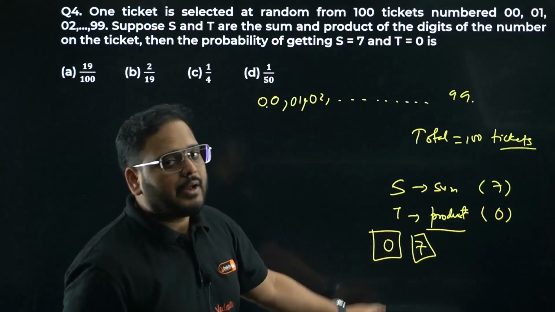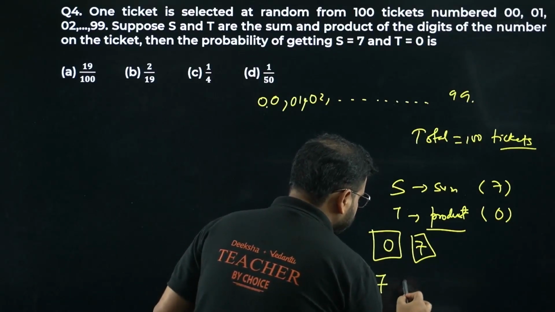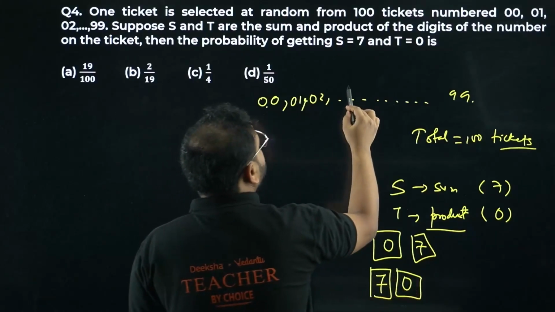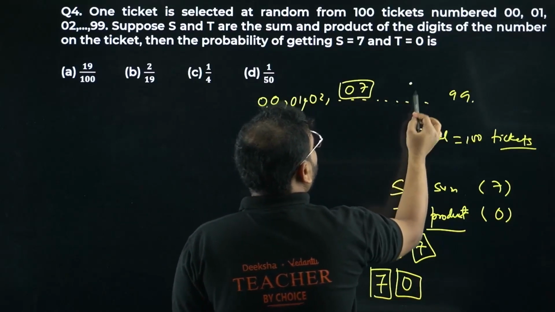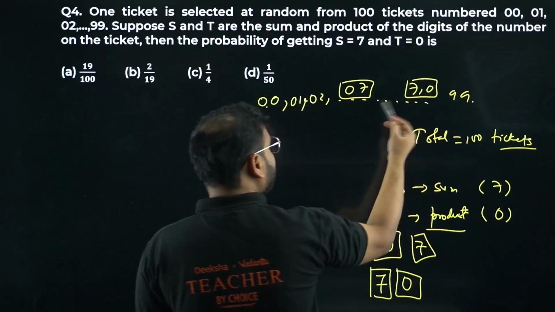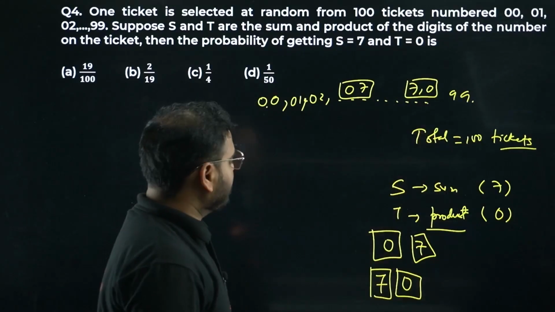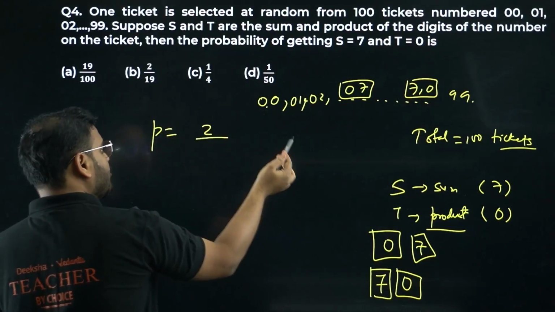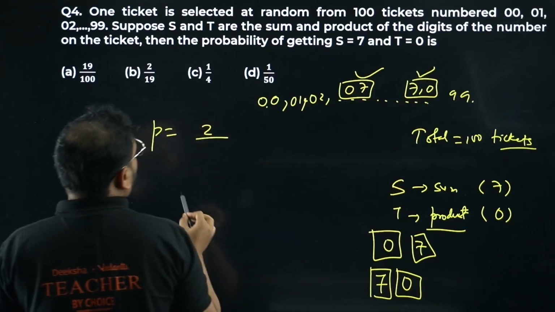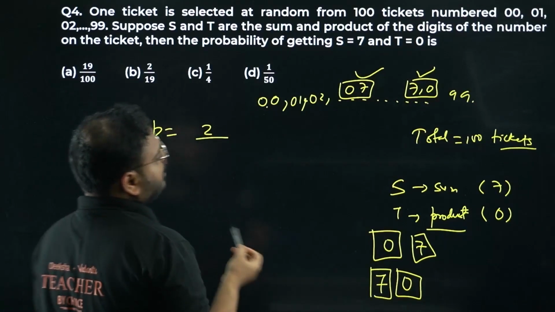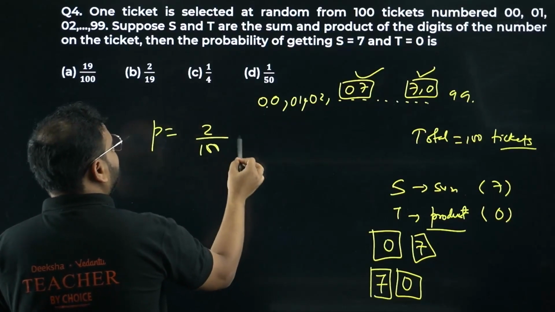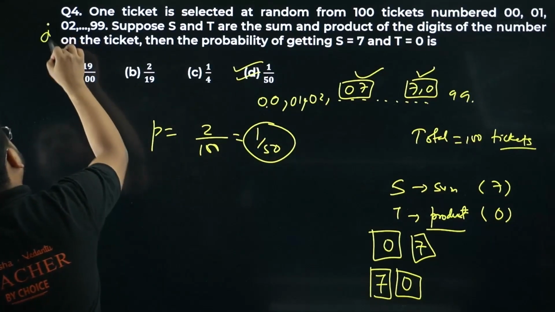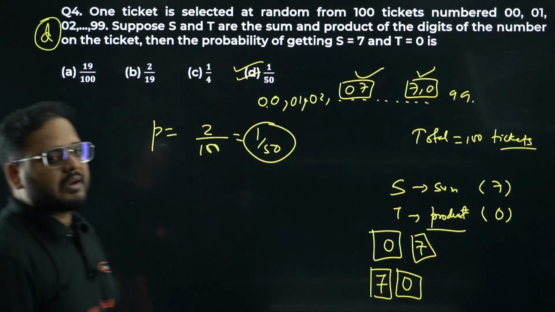Is this the only possibility? No, I can also have 70. Please check. Somewhere over here I'll have 07 and somewhere over here I'll have 70. Both will give me sum 7 and product 0. Hence our total favorable outcomes are 2. These two are my favorable outcomes. So 2 upon total outcomes, which is 100. The answer is 1 by 50. Option D is correct. Please check. Option D is correct.